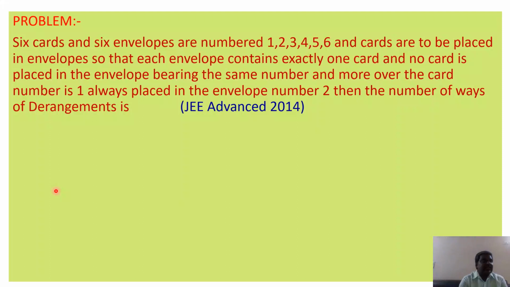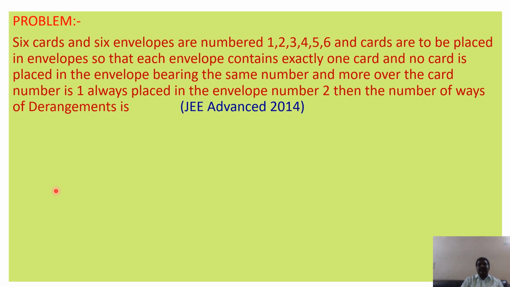Now let us see another application. Before that, see this problem, given in JEE Advanced 2014. 6 cards and 6 envelopes are numbered 1, 2, 3, 4, 5, 6. The cards are to be placed in envelopes so that each envelope contains exactly 1 card and no card is placed in the envelope bearing the same number, and moreover the card number 1 is always placed in envelope number 2. Then the number of derangements is dash.